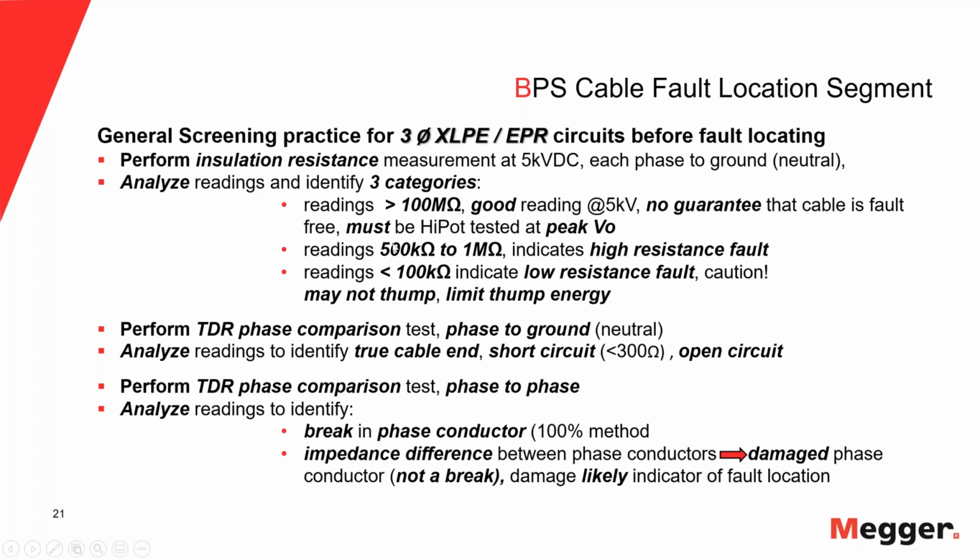So the second category is when we have insulation resistances, maybe between, I'm using here 500 kilo ohms and 1 mega ohm. So that is typically indicating I have a high resistance fault, or basically what is a high resistance fault is a pinhole fault, and a pinhole is an air gap. So I have a flashing air gap, and that's why it's high resistance. So it builds up voltage to the breakover voltage of air, and then it flashes over.